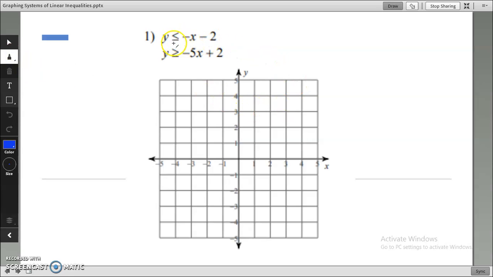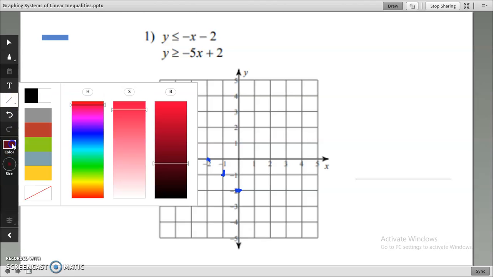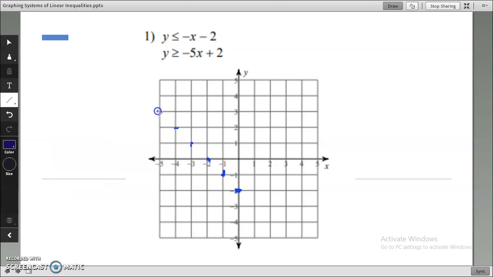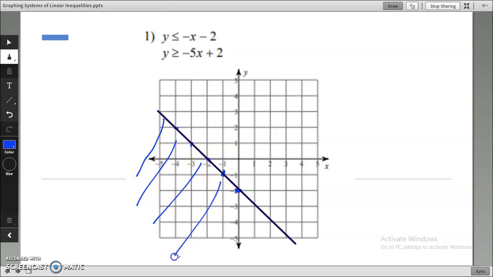So first we have y is less than or equal to negative x minus 2. I know this is going to be a line because of the equal to sign. I'm going to start at negative 2. And then my slope is negative 1. So that means I'm going to go up 1 over 1, up 1 over 1, and so my line is going to be something like this. And it is less than, so I'm going to shade everything less than this way.